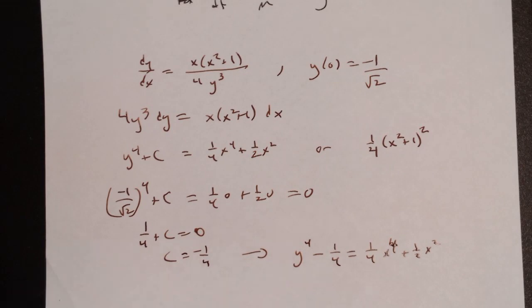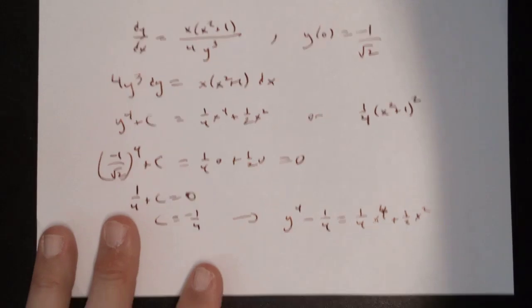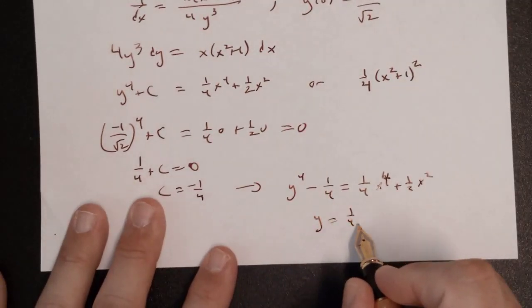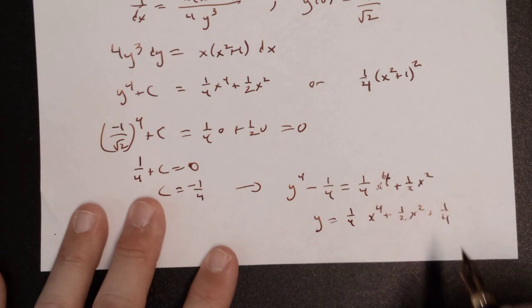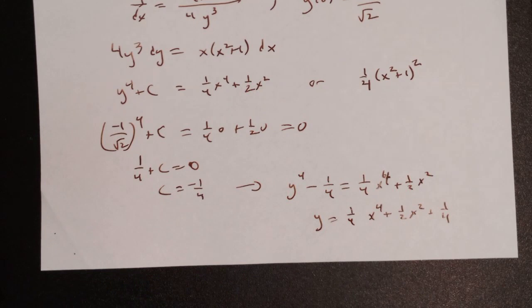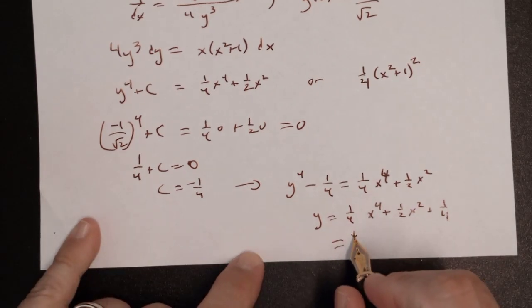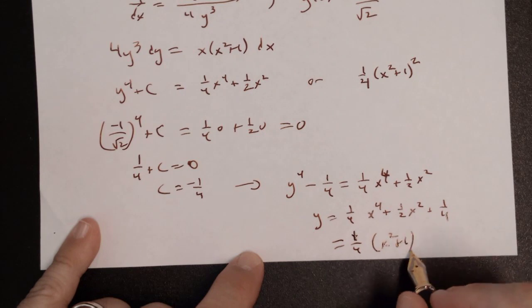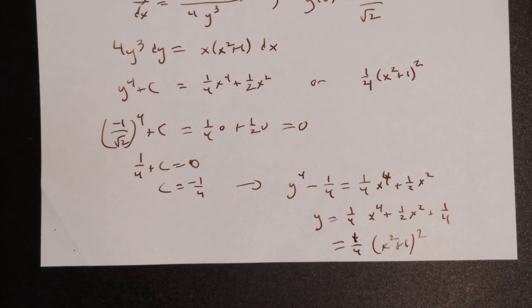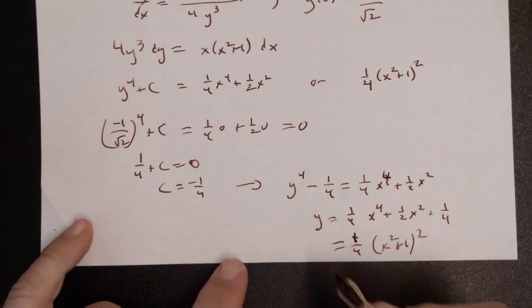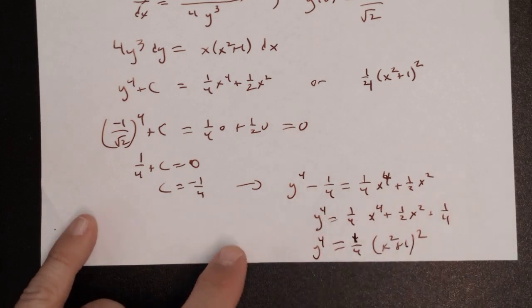If you move the 1/4 to the other side, well, then it works out really, really nicely because this is a perfect square. Factor out a 1/4, and this is 1/4 times (x squared plus 1) squared. And that's y to the 4th over on this side.